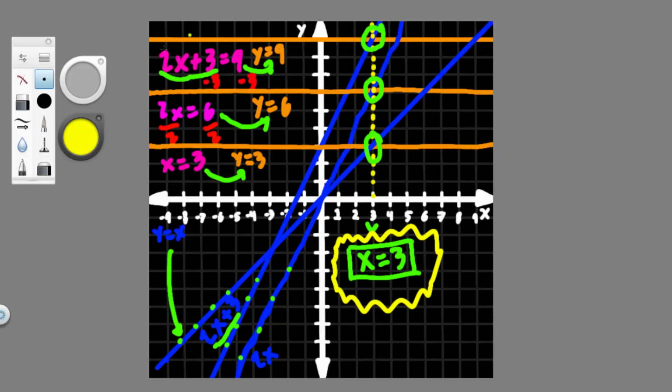One equation is 2x plus 3. The other equation is 9. They intersect there. This equation's y equals 2x, or y equals 6. They both intersect each other there. Once you get down to x equals 3, they're both intersecting at the same point.